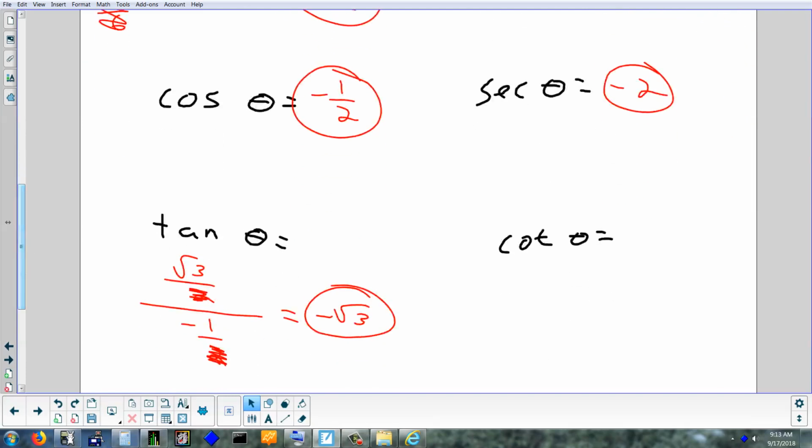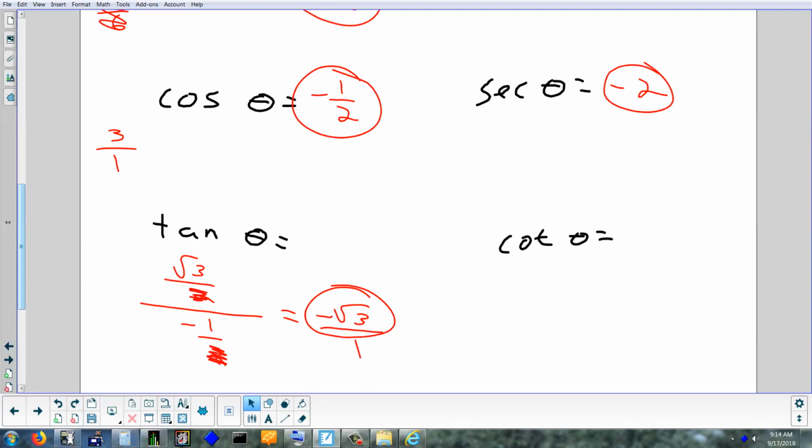Okay, and the cotangent. Well, we know we have to flip tangent. But right now, my tangent's not a fraction. So what can I do to make that a fraction? Think about what you can do to make any number a fraction. Like if I wanted to make the number 3 a fraction. You can always put a 1 in the bottom of any fraction. So let's put a 1 in the bottom of that fraction. Now we've got something to flip.